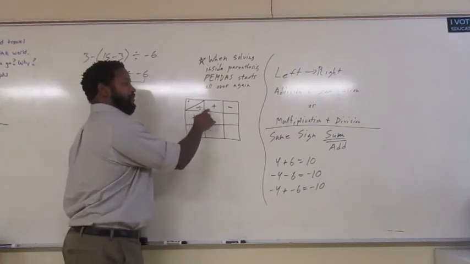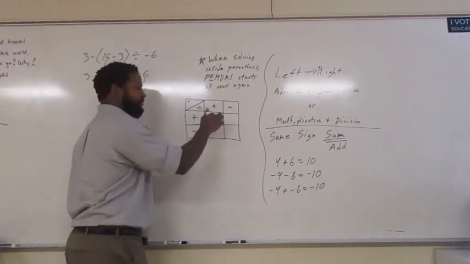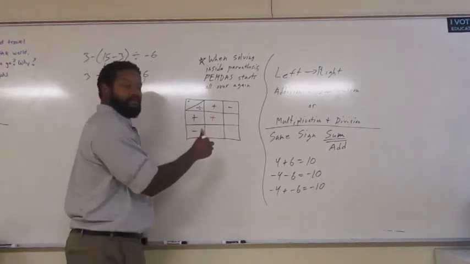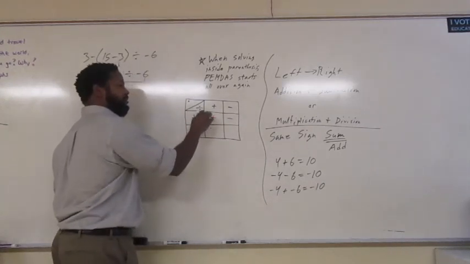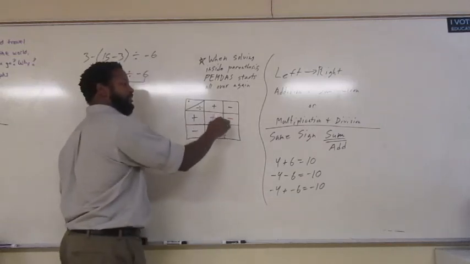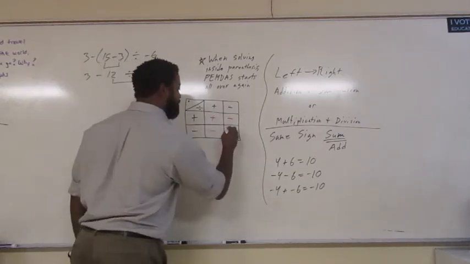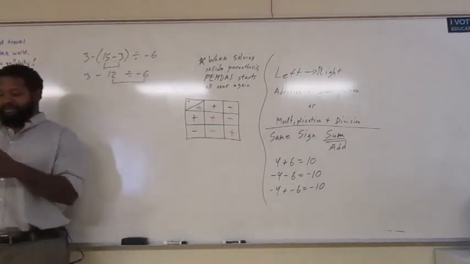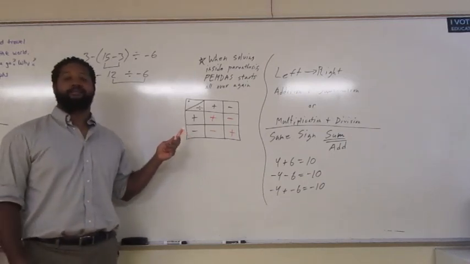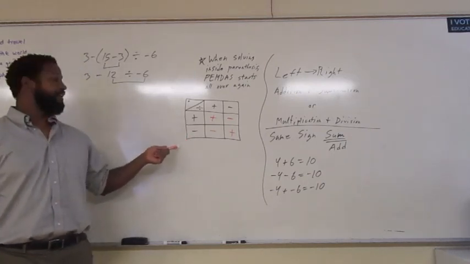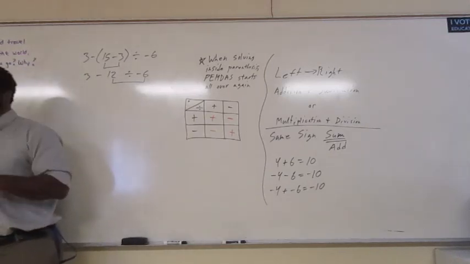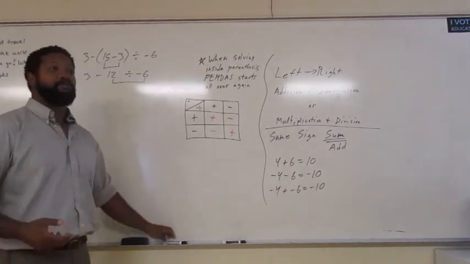Positive multiplied or divided by a positive is a positive. Positive multiplied or divided by a negative is a negative. Negative multiplied or divided by a positive is a negative. And a negative multiplied or divided by a negative is a positive. So this literally in a nutshell is multiplying and dividing integers right here. Just in case you might forget along the way, it's okay. It happens. We all have brain farts.